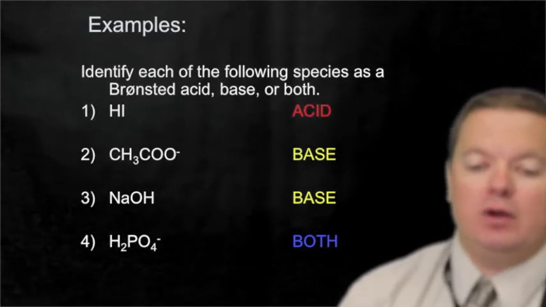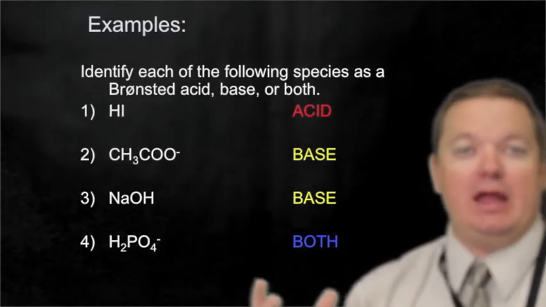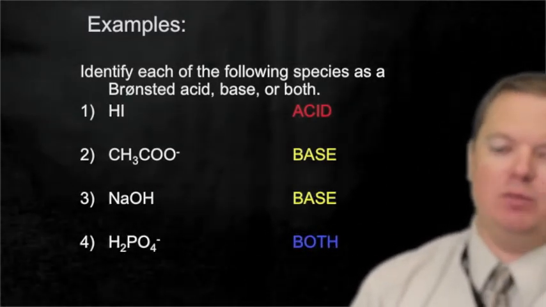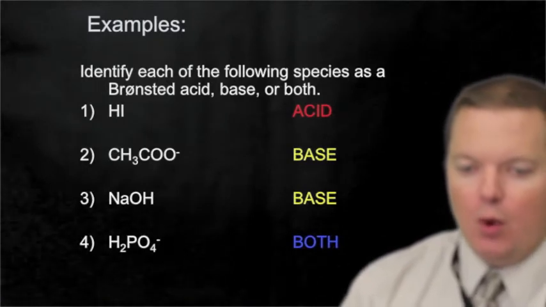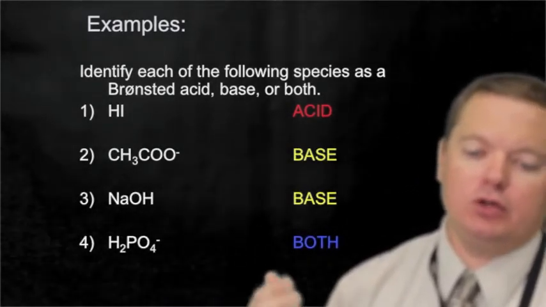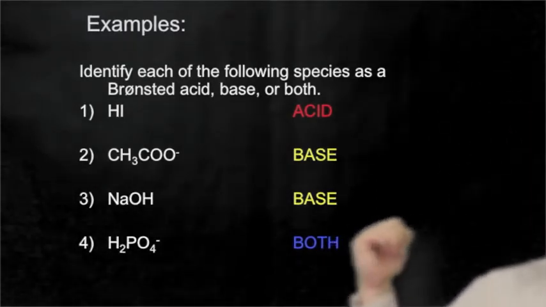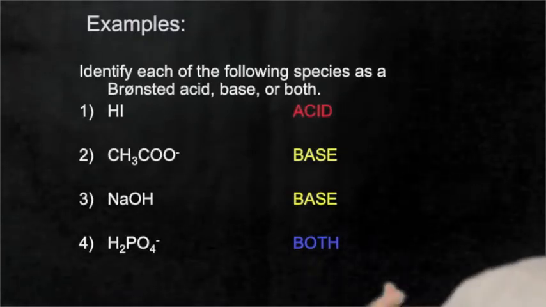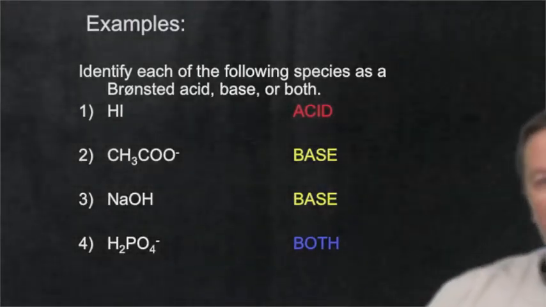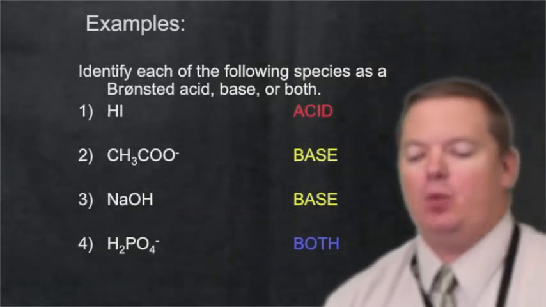If we look at this last one, H2PO4 minus, it can gain a hydrogen to form phosphoric acid, H3PO4, or it can lose another hydrogen to go to HPO4 2 minus. So it can act as either an acid or a base. So in this case, it can be both. That's what we call amphoteric. It can either be an acid or a base. So these are the things we're going to be looking at when we look at these reactions.